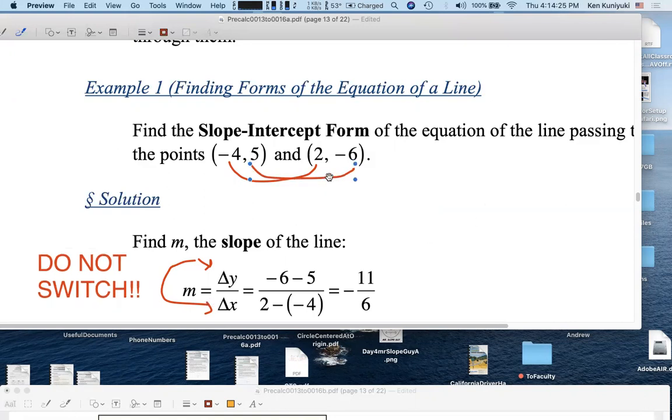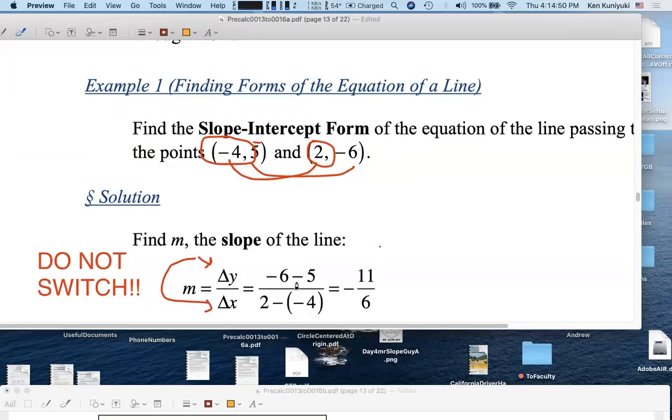Now, you can take the difference in either order. You can either go -6 minus 5 or vice versa, but be consistent. Whatever order you go in on the top, you better match that order in the bottom. If you go -6 minus 5 on the top, that's fine, but that means that you have to go 2 minus -4 on the bottom. If you do it in reverse, you're going to mess up your sign.